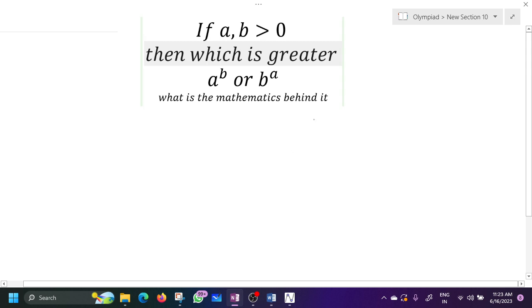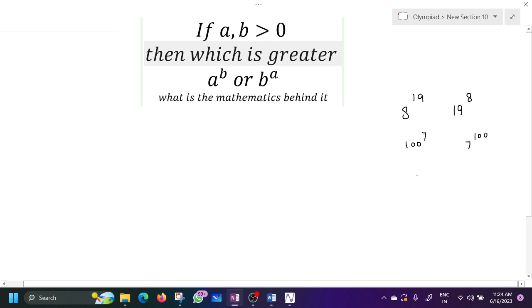Welcome everyone. So today I am going to deal with these type of problems that I often find on the internet, on YouTube, things like numbers like 8 to the power 19 is greater, or 19 to the power 8 is greater, or you can say 100 to the power 7 is greater, or 7 to the power 100 is greater, or things like that.